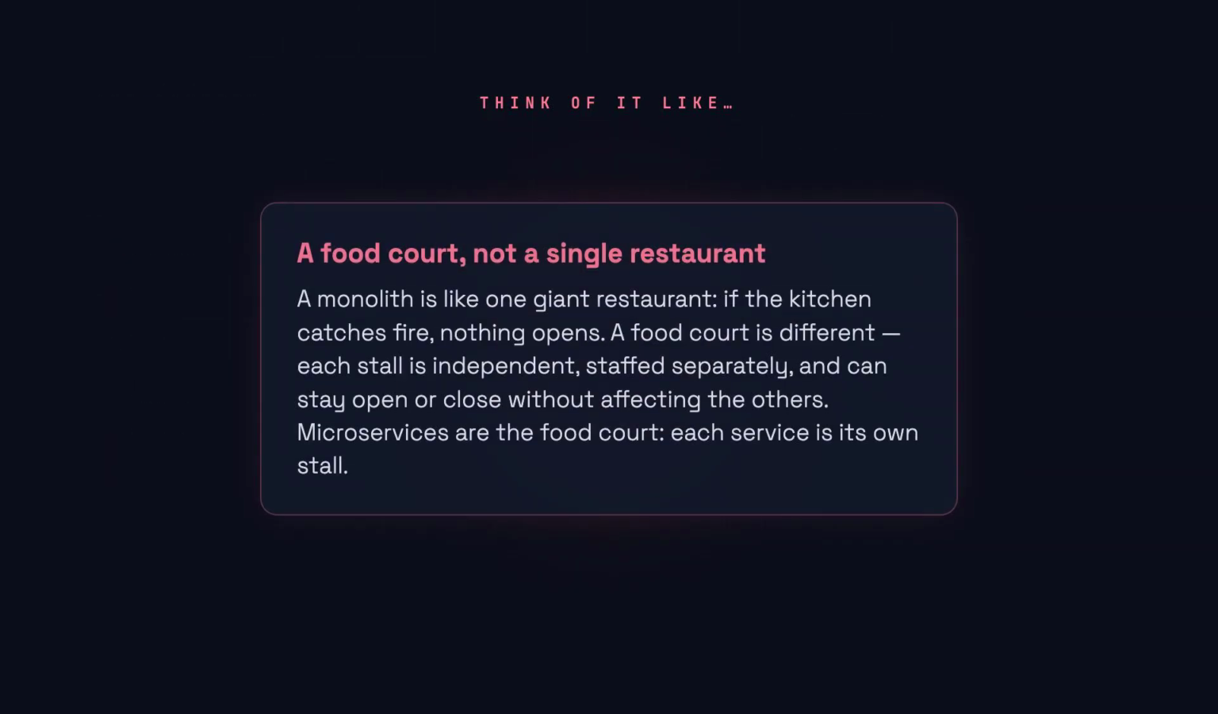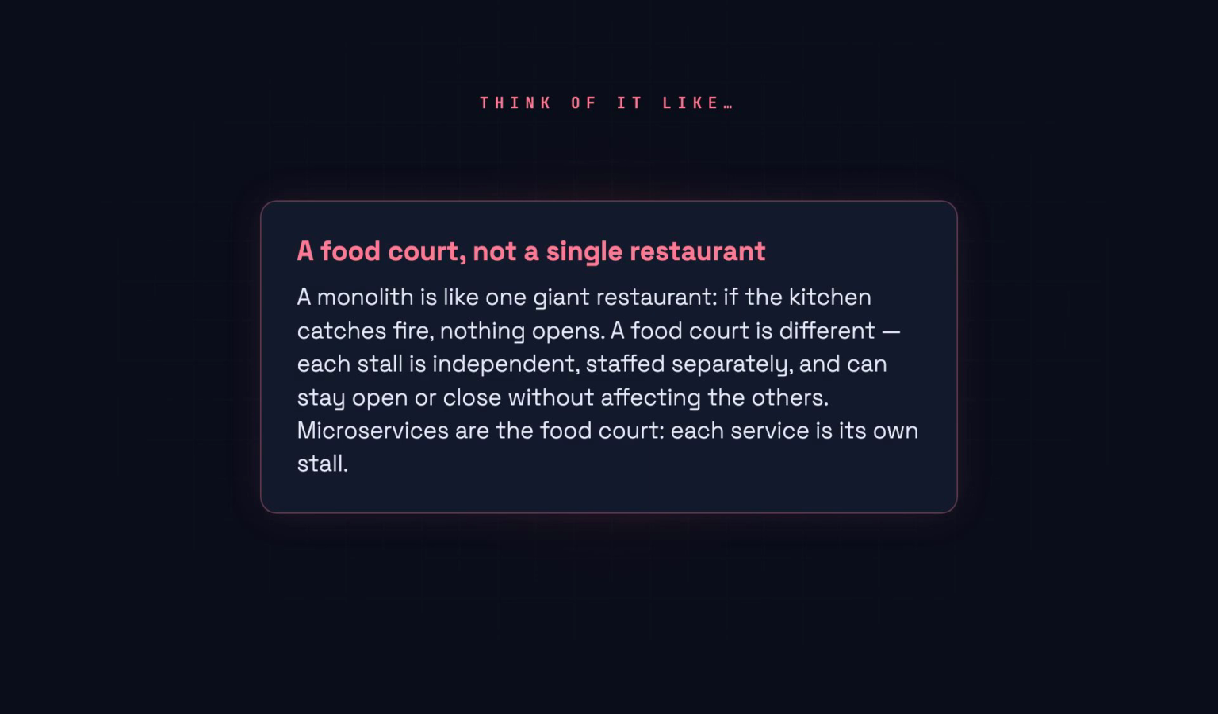Think about the difference between a single large restaurant and a food court. If the one restaurant has a problem, every customer goes hungry. But in a food court, the burger stall, the sushi bar, and the coffee stand each operate independently. One stall closing does not shut down the others. Microservices apply that same idea to software. Each capability is its own independent unit.